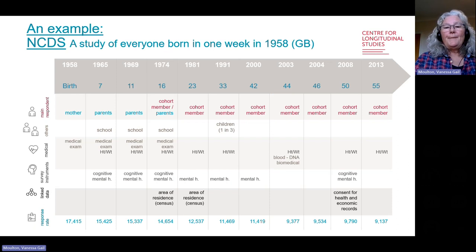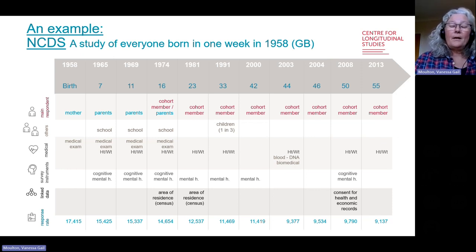So the information has been collected using different approaches and asked of different reporters. So this is an example from the NCDS 1958 cohort. So information has been gathered from the parents about themselves, the household, and the cohort member. And as the cohort members grow older, they start completing the surveys themselves. And also there are other participants. So in this case, the schools have given information about the school and the children, the cohort members.